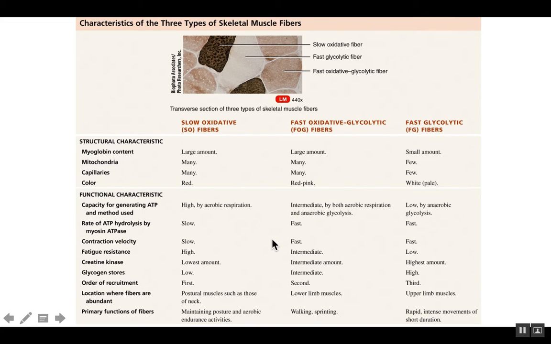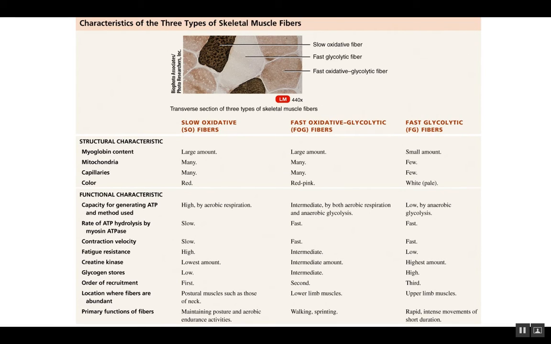Fatigue resistance. So how fast will the muscles become fatigued? These faster contracting muscles, the fast oxidative glycolytic and the fast glycolytic, will tend to fatigue faster. So the slow oxidative fibers have a higher degree of being able to resist that fatigue. Notice the glycogen levels. If you're going to rely on glycolysis, you're going to require a larger amount of glycogen stores. So those are some of the features, some of the characteristics.